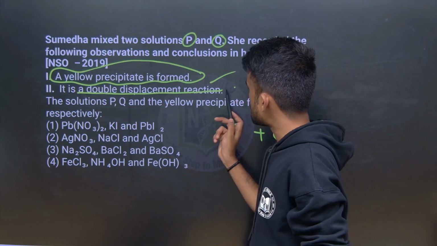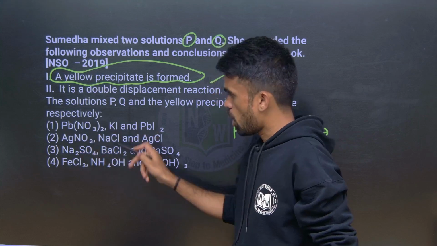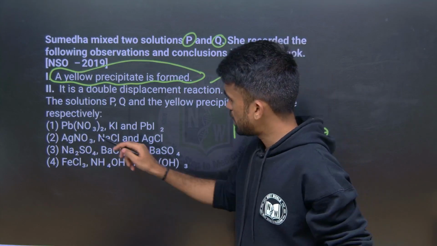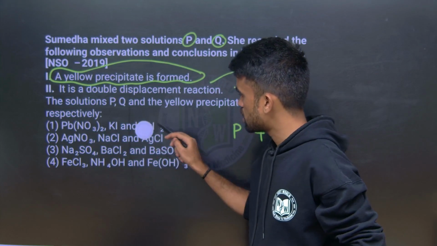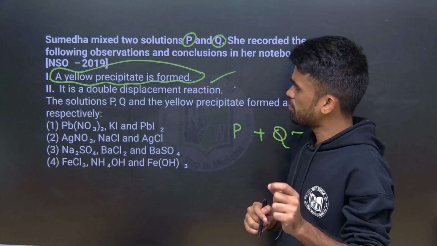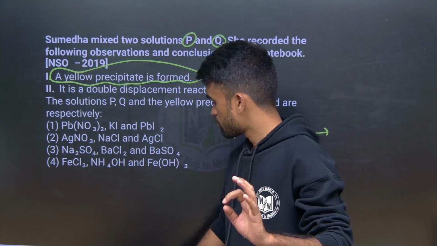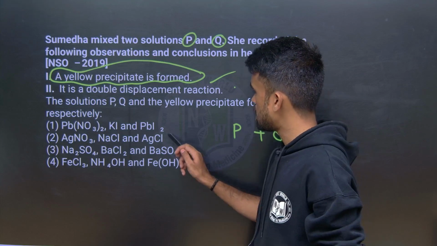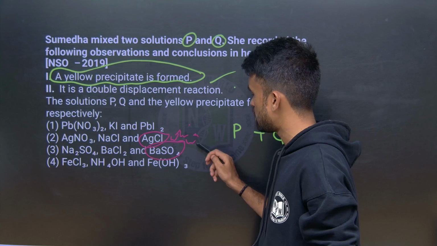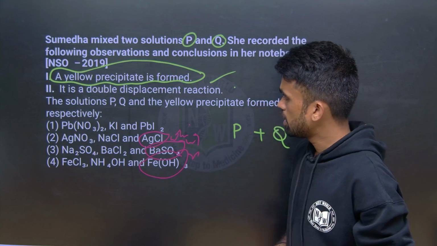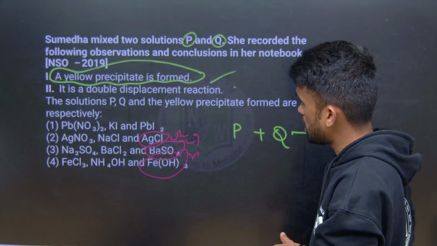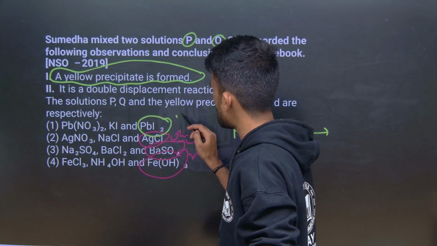Now what she did, Sumedha took some two of these compounds in combination, and by taking this combination she got a product, a yellow precipitate, and the product might be like this. So we need to identify. Simple, they are saying double displacement and yellow precipitate. See here, AgCl, what is this? It is a white precipitate, right? BaSO4 is also a white precipitate, and this is reddish brown. These you can eliminate. And we know PbI2, what? PbI2 is a yellow colored precipitate, right?